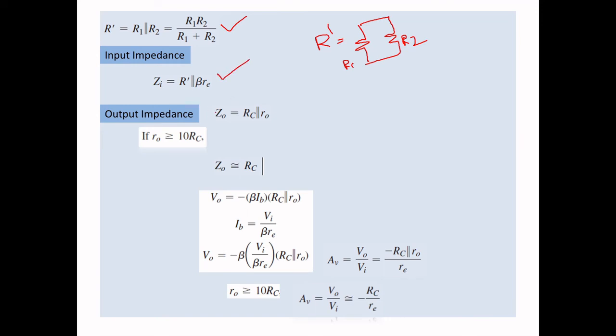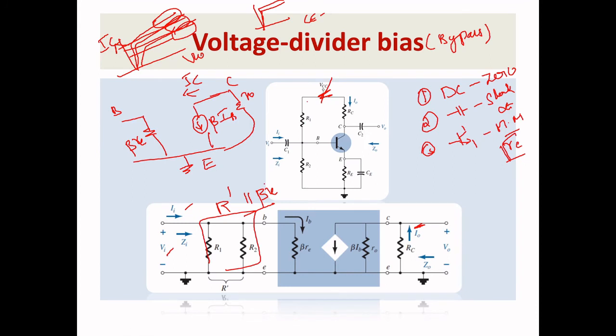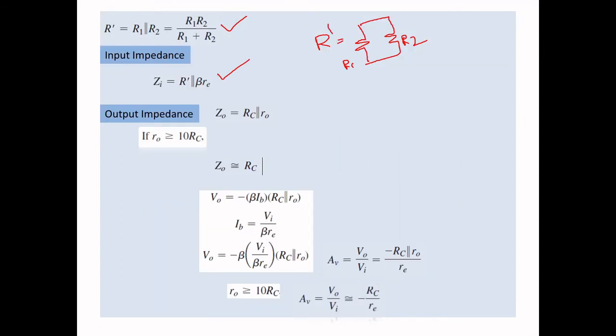Hope you understood. When you go for output impedance, you have to look from the right side. When you look from the right side, you can see R naught parallel to this RC. So this will be the output impedance, right? So it was given here. For approximation analysis, I can consider when R naught is greater than or equal to 10 times your RC, I can write it as RC.